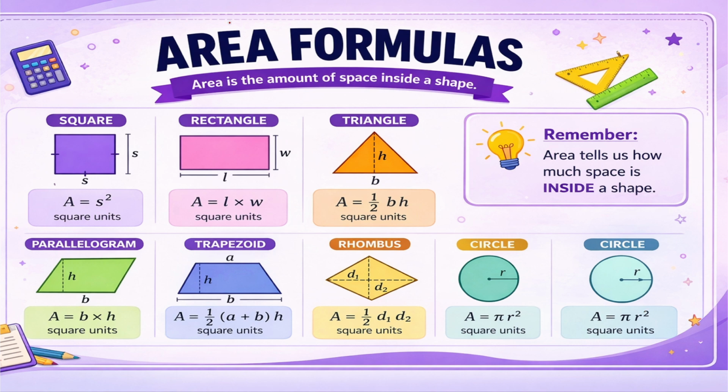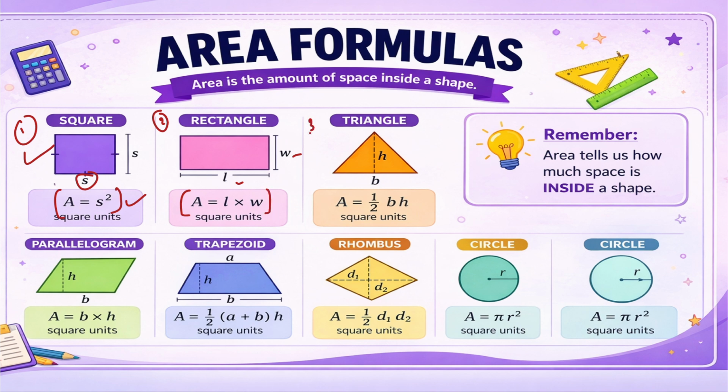Like you can see, the first formula is square. We know that in a square all sides are the same. So if S is the side of a square, then its area will be side squared, that is, A is equal to S square. That is the formula for the area of a square. Similarly, rectangle. In a rectangle, opposite sides are equal. This horizontal line is the length and this vertical line is the width. So the formula for the area of a rectangle is area equals length into width.